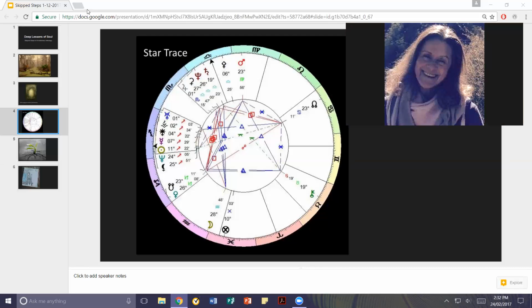Oh, okay. Well, I'll say one more thing. There is a kite pattern in this chart, and the tip of the kite is the north node. And so this is a very powerful pattern. And so that north node is so important in this chart.